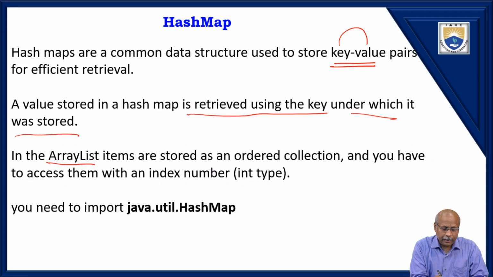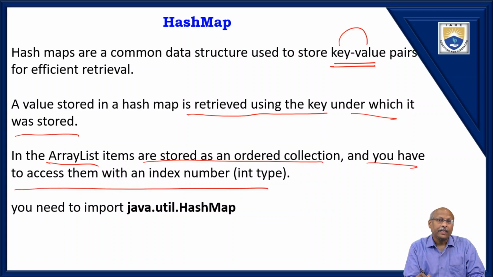In the array list, items are stored in an ordered collection and you have to access them with the index number. Whereas here, you have to retrieve with the help of the key. In the case of array list, you retrieve based upon the index, so there you have to see the position. Whereas here, it is not based upon the index, it is based upon the key. Whenever you want to use HashMap, you have to use a package called java.util.HashMap. This is a built-in class available in Java.